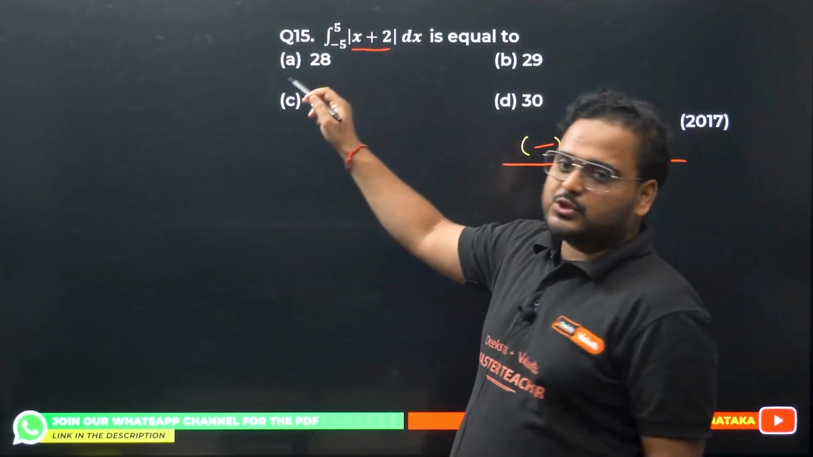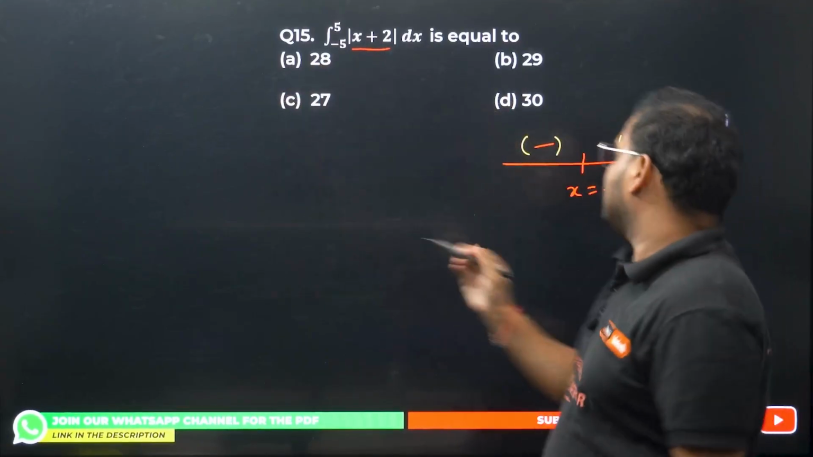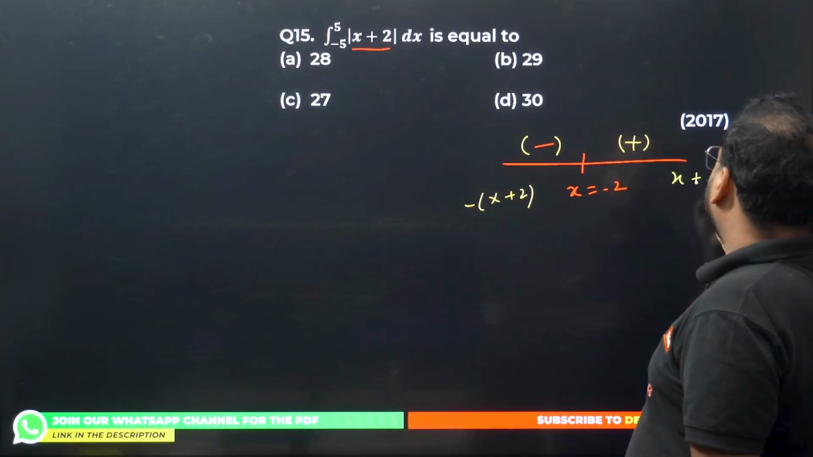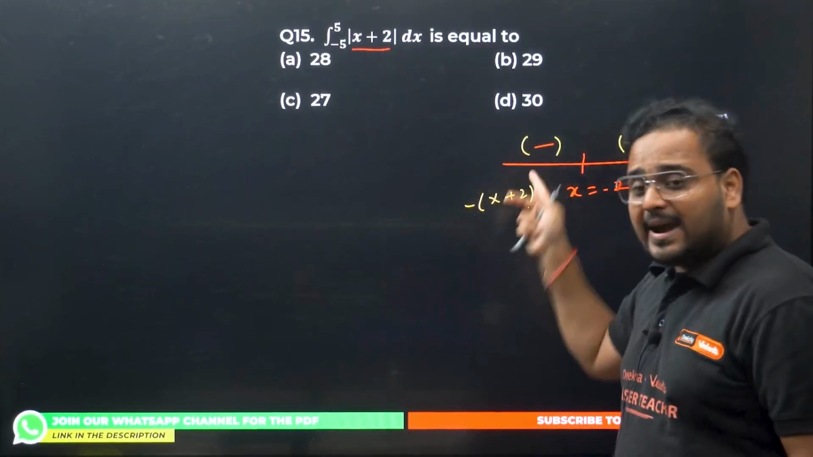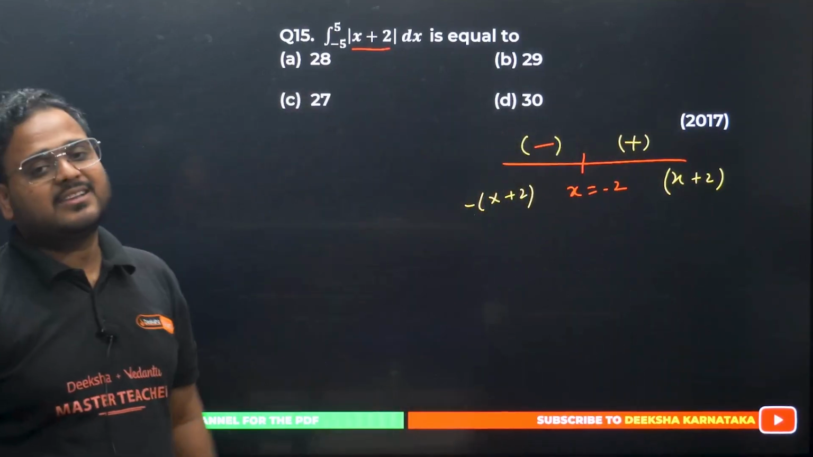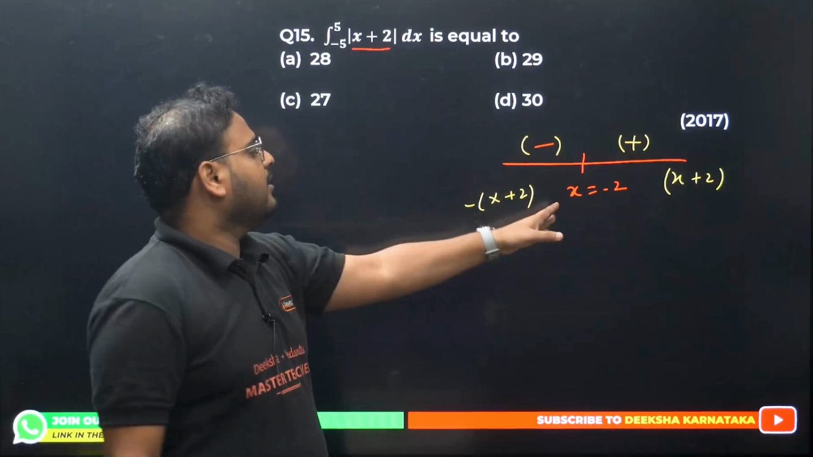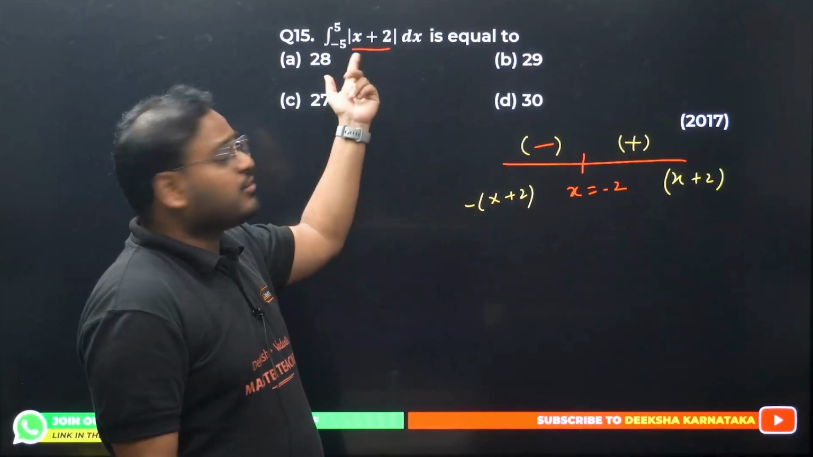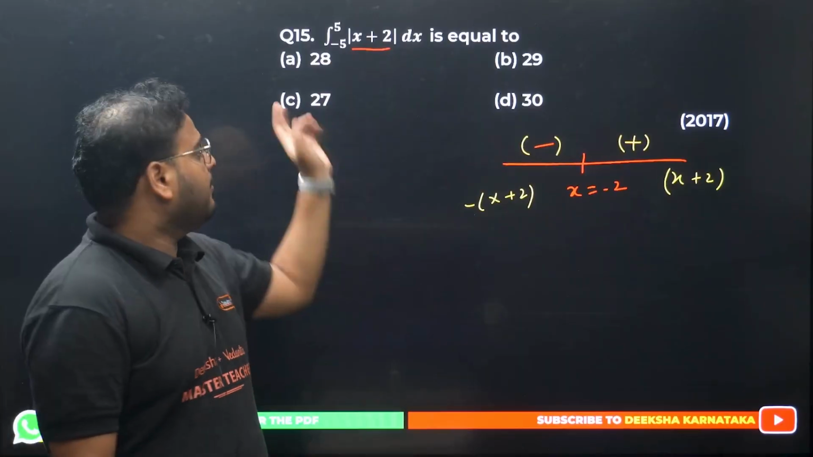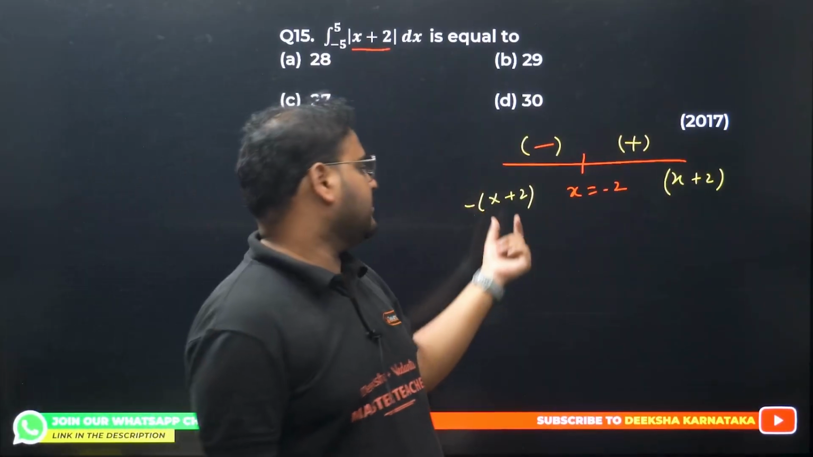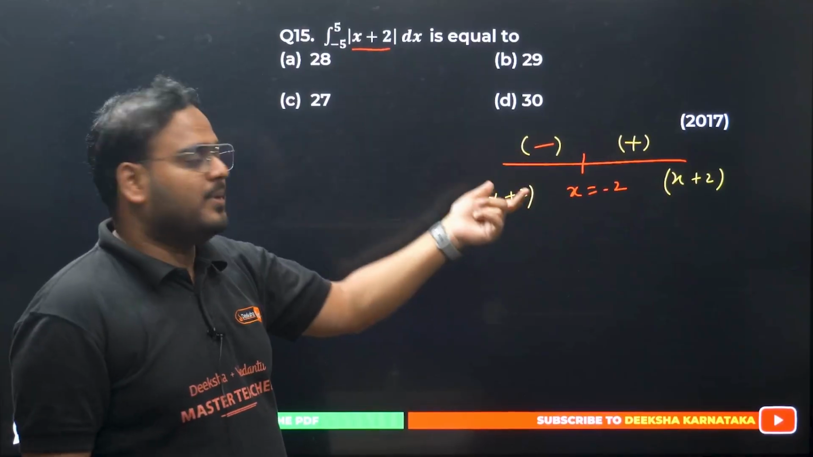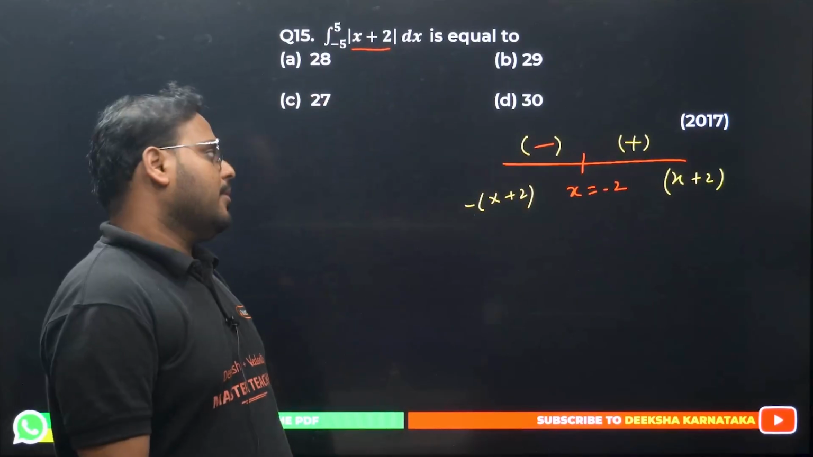So before minus 2, this mod will open with the minus sign. Basically this will be minus x plus 2, and after that it is simply x plus 2. You want to cross check? Take the value before minus 2. You'll have x equal to minus 3. Put here minus 3 plus 2. That's minus 1. Minus of minus 1 becomes plus 1. That's what it is. Mod makes it positive, right? So even if it is minus 1, answer is plus 1. How do you do that? By applying a minus sign with the mod. Okay.